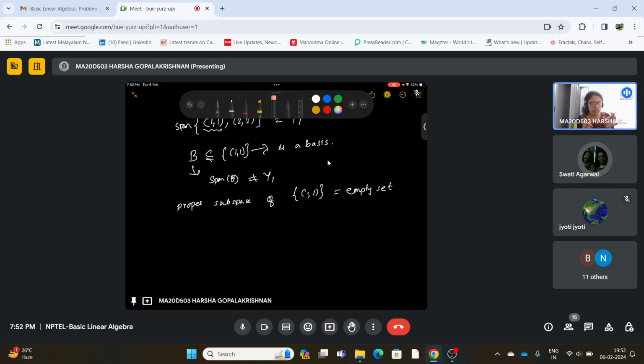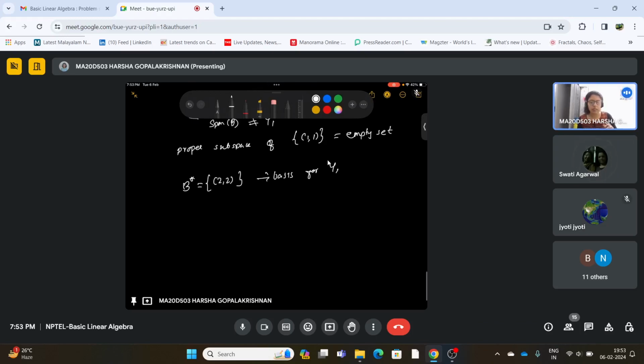So this is the second condition for a basis, and it is not a unique basis. (2, 2) is also a basis for y1, right? So a basis is not unique. We can find different bases, but the number of elements in a basis will always be unique.